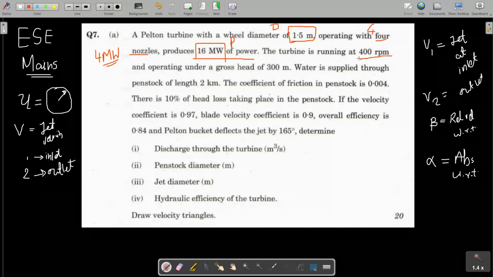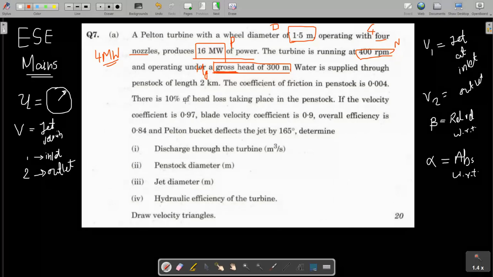Turbine is running at 400 rpm. So rpm n is given, operating under the gross head. Remember this term, gross head, not net head. Gross head means the head which includes frictional head also. So while calculating, you have to subtract the frictional losses from this head. So gross head is 300 meter. Hg is given to us.